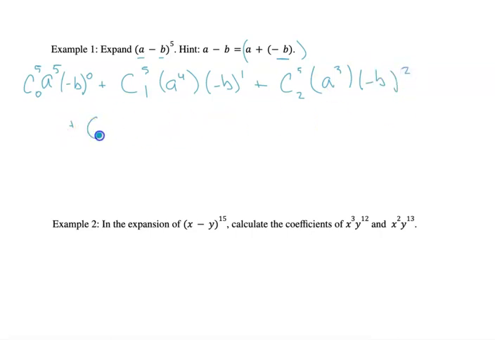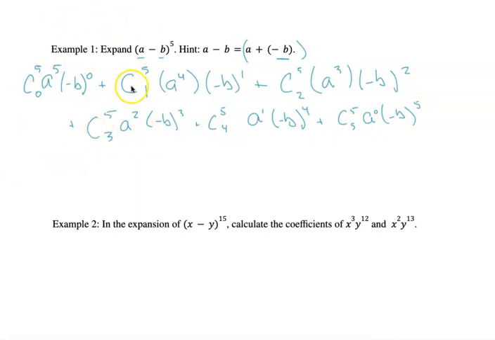Keep going. 5 choosing 3 to be a negative b. I have a squared, negative b cubed. I have a combination of 5 choosing 4 to be the negative b, a to the 1st, negative b to the 4th, plus combination of 5 choosing all 5 to be a negative b, a to the 0, negative b to the 5th. And so now I need to simplify this.